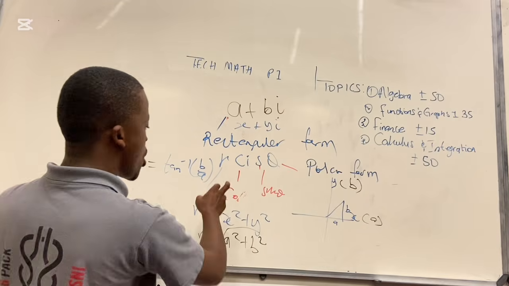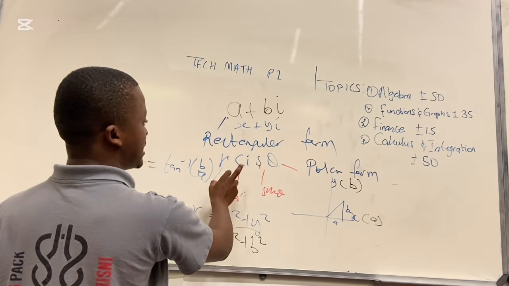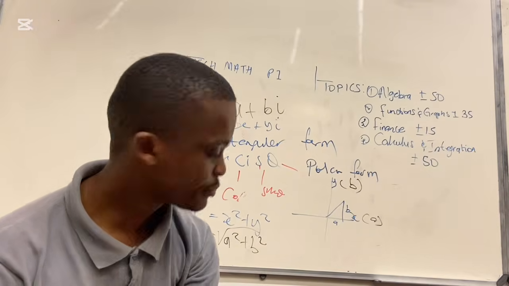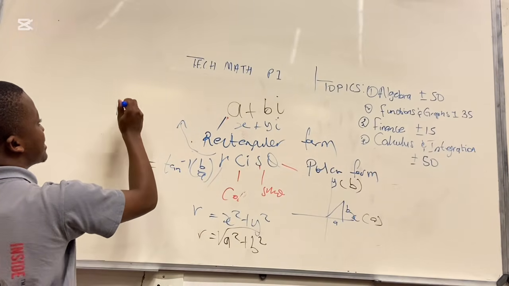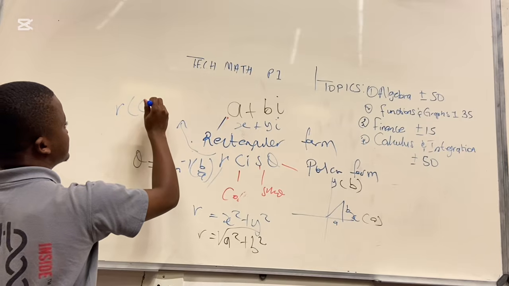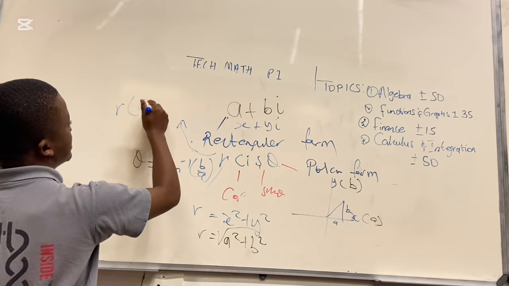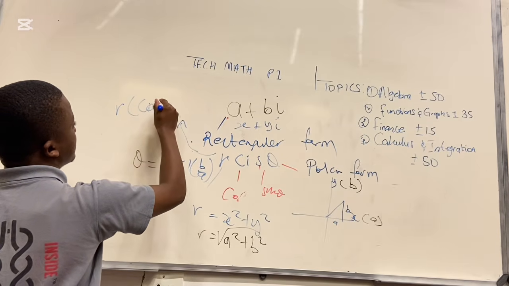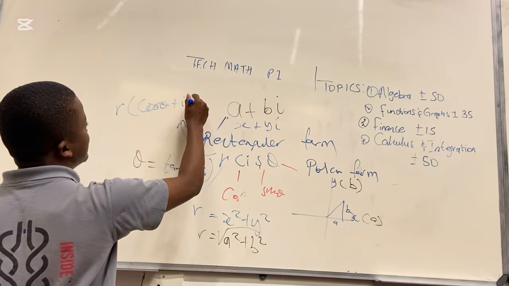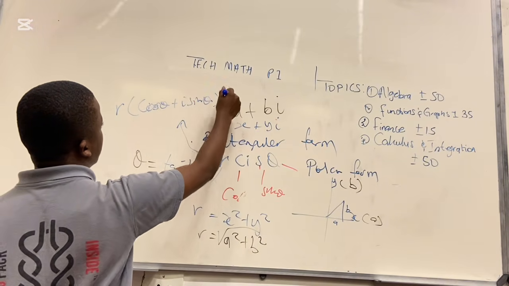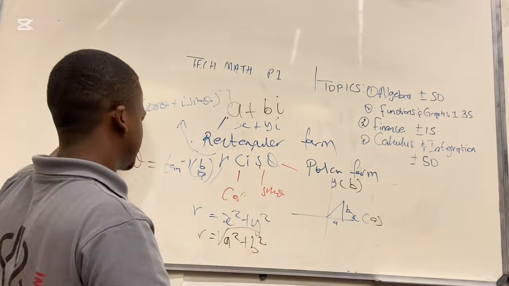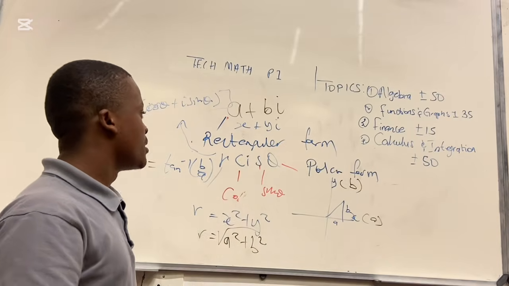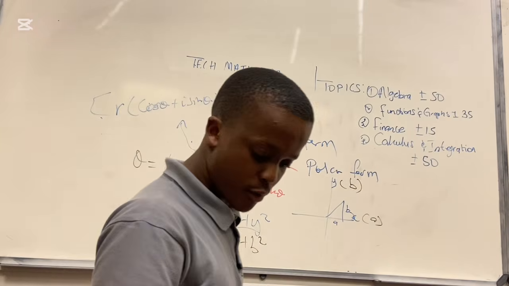This is the polar form. This comes from r, which is cos theta plus i sine theta. This is coming from here. This is a simplified form of this. So you can say x is theta. It's the same thing, people of God.